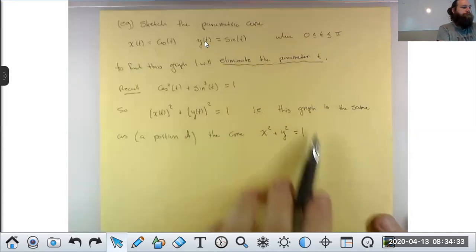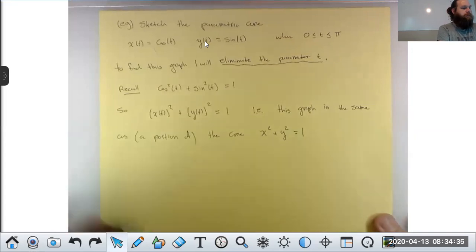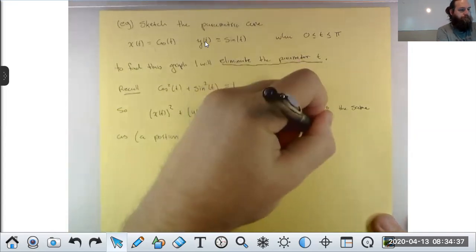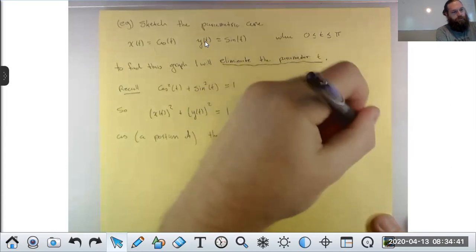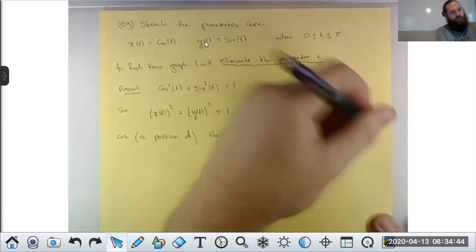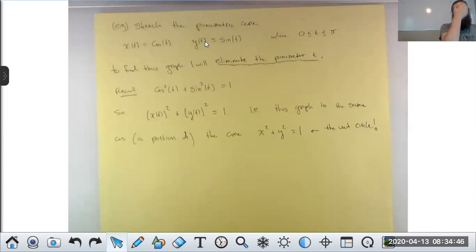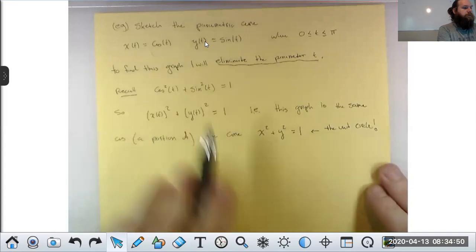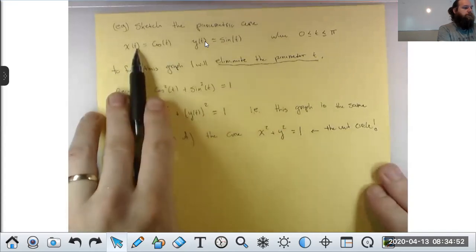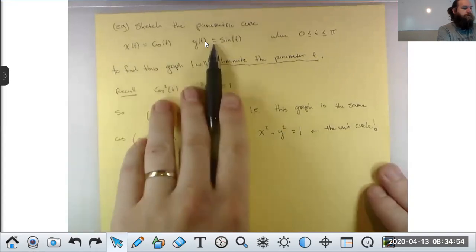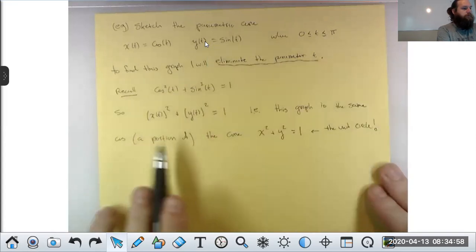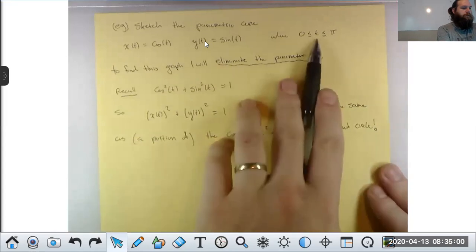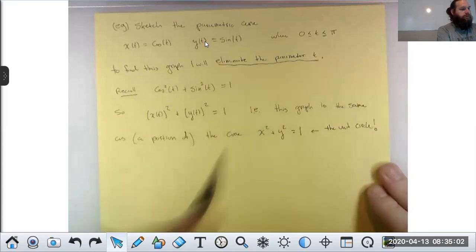And this guy, of course, is the unit circle. Right? X squared plus y squared equals 1. That's a circle centered at the origin of radius 1. So my curve right here, x of t equals cos t, y of t equals sine t, where 0 is less than or equal to t is less than or equal to pi, is some portion of, because of this time restriction, the unit circle.